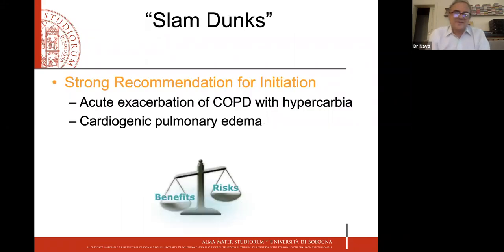Slam drugs. Strong recommendation for initiation from these guidelines. The same old story: acute exacerbation of COPD, we talk about that, and cardiogenic pulmonary edema. Well, this is well established. So the strong recommendation, according to the guidelines, was for these two kinds of diseases or conditions.